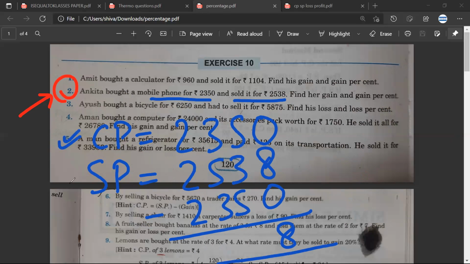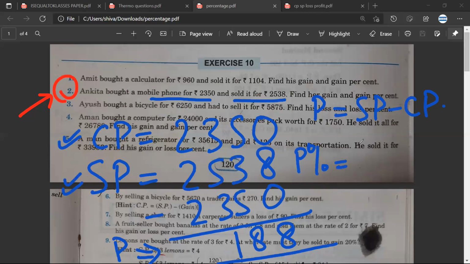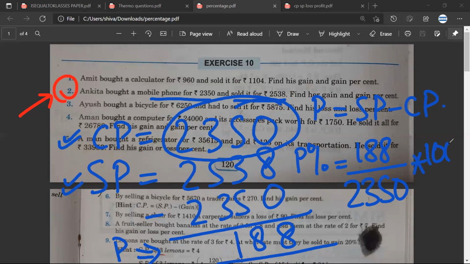So this is my cost price, this is my selling price. My selling price is more than my cost price. So I have a profit. How do I find the profit? My profit is SP minus CP. So this is 8, this is 8, 4, 3, the 1, 188. So my profit percentage would be 188 divided by my cost price. My cost price is 2350 into 100. And this is how I'll find the percentage. Mr. Aryaman, is it okay? Yeah.